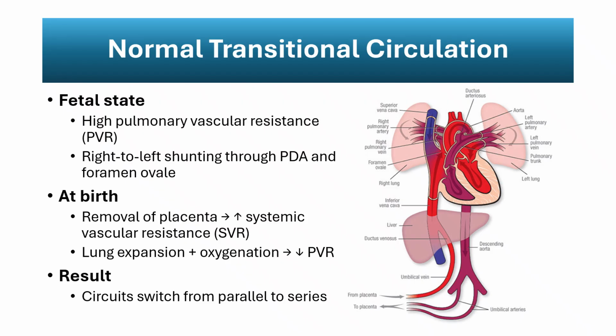This physiological shift underpins the newborn's ability to oxygenate blood efficiently and is essential for the prevention of right-to-left shunting. Failure of this transition is the fundamental defect in persistent pulmonary hypertension of the newborn.